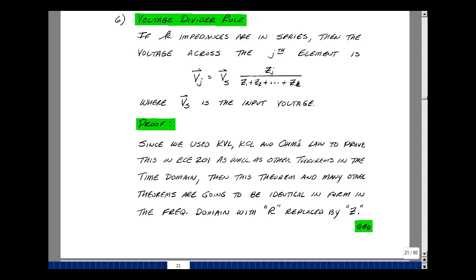This lesson deals with the voltage divider rule, parallel equivalence, and current division. You can find these notes in the ECE202 ebook in Chapter 8 starting on page 21. Let me start by stating the voltage divider rule.